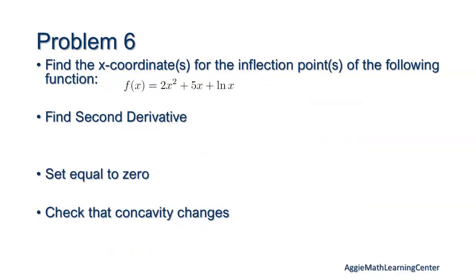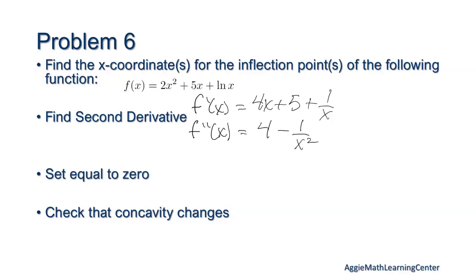Okay, so you guys got to help me out here. f prime of x is equal to 4x plus 5 plus 1 over x. I agree. And then the second derivative, f double prime of x, would be what? I heard it. 4 minus 1 over x squared. Again, just use the power rule, rewriting the 1 over x as x to the negative 1.